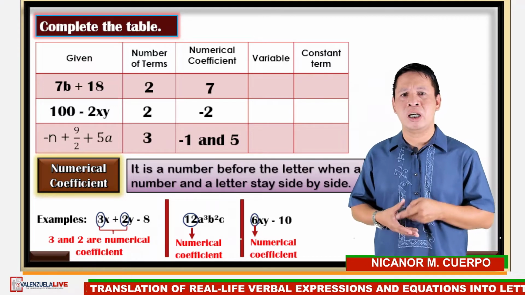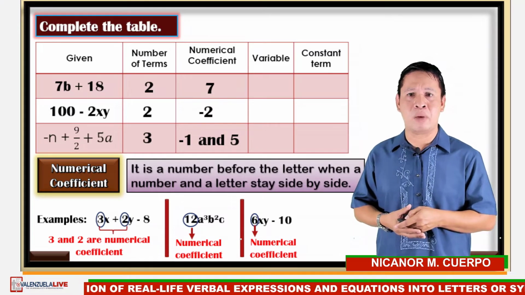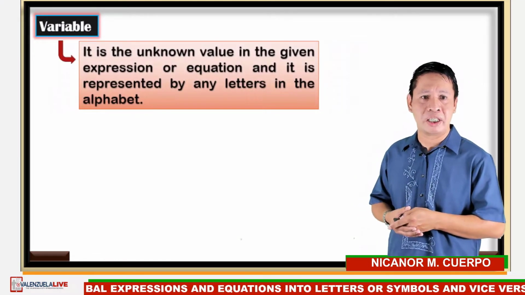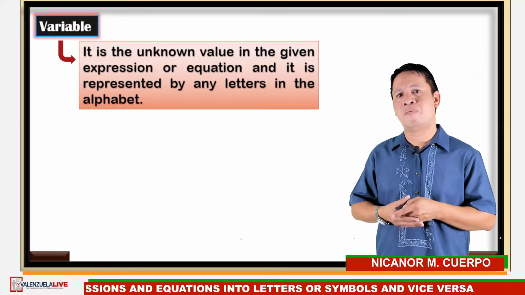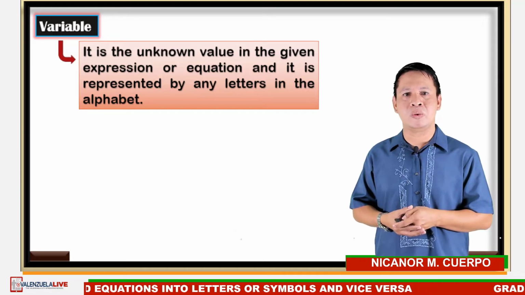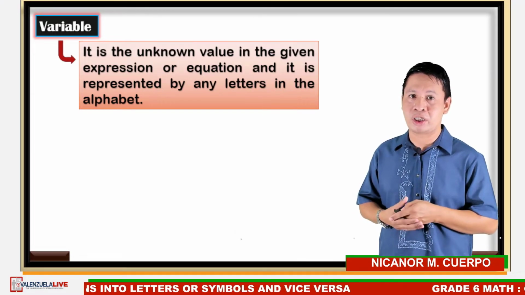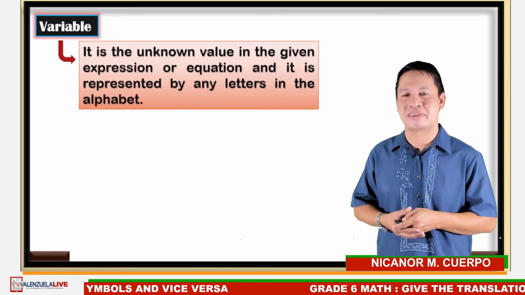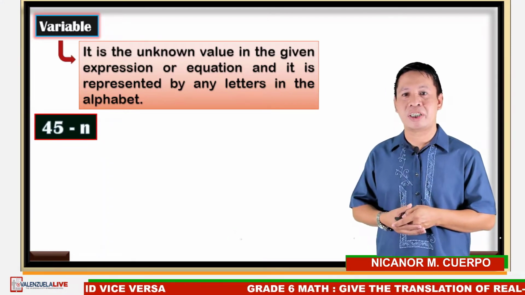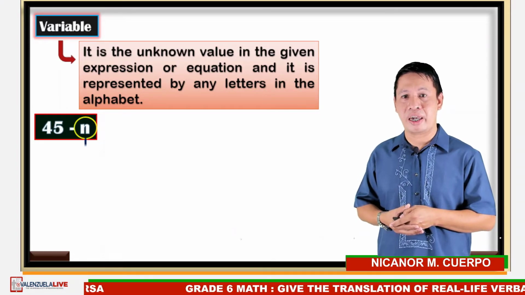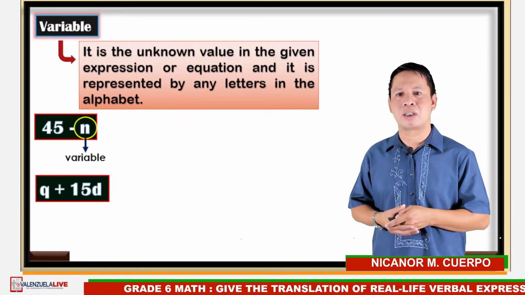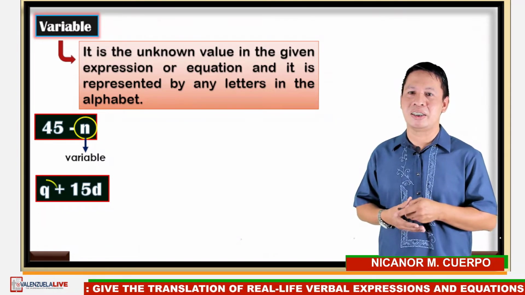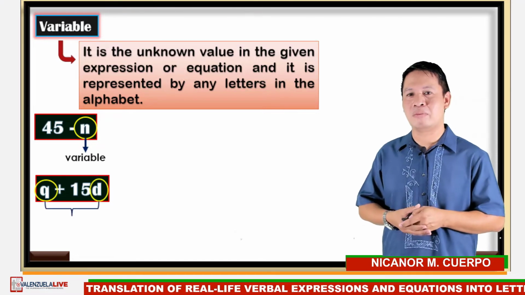Now, let us try to identify the variables in each given expression. But let us first define what is variable. So variable, it is the unknown value in the given expression or equation, and it is represented by any letters in the alphabet. Like 45 minus n, n is a variable. Q plus 15D, Q and D are the variables.